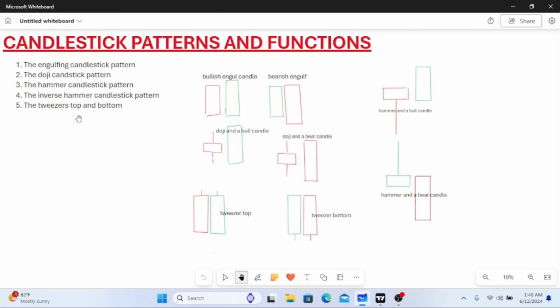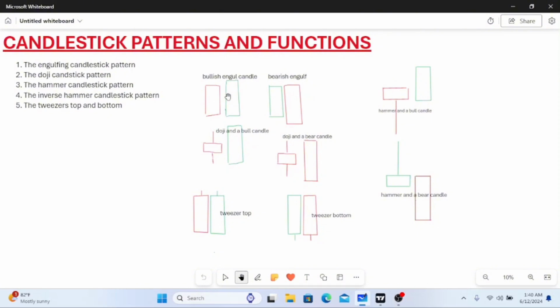So what's the engulfing candlestick pattern? An engulfing candlestick pattern is a candlestick pattern that is formed by an envelopment of a particular candlestick pattern over another. And we have two engulfing candlestick patterns. We have the bullish engulfing candlestick pattern, and we have the bearish engulfing candlestick pattern. So the bullish engulfing candlestick pattern is formed when a bull candle totally envelopes a bear candle.